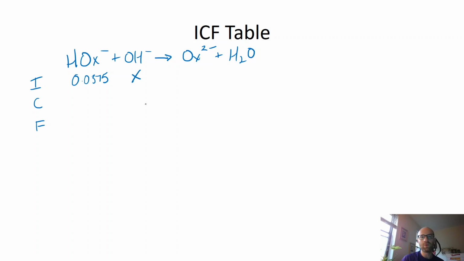I have X moles of base that I need to add, and so when I react X moles of base, I will create X moles of oxalate, and like I said, we want the hydroxide to run out. We don't want to fully consume the intermediate, so this will be 0.0375 minus X. From this point, we can plug this into the K2 equation here.